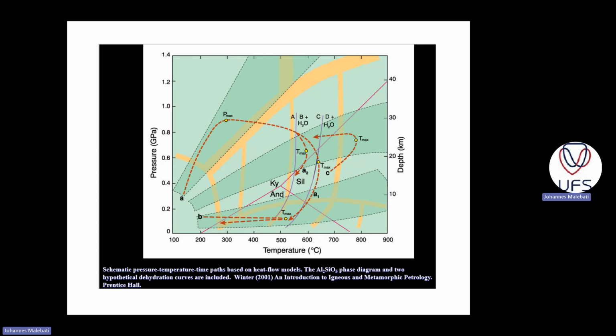So we have got different paths. We have got path A, and then we have got path B, and you have got path C. And path C, automatically, what do you see? You see the retrograde. Then that is to say, you see this cooling.